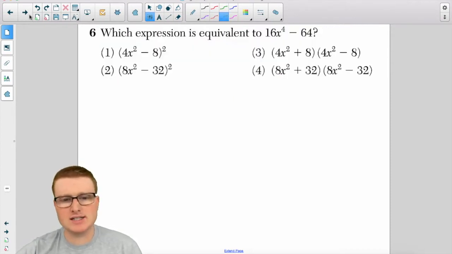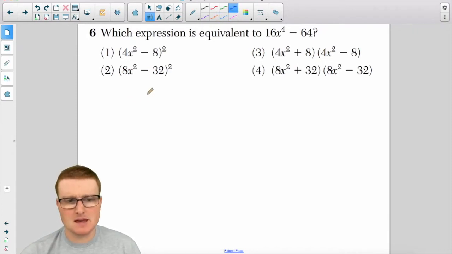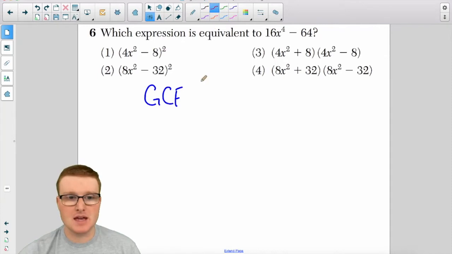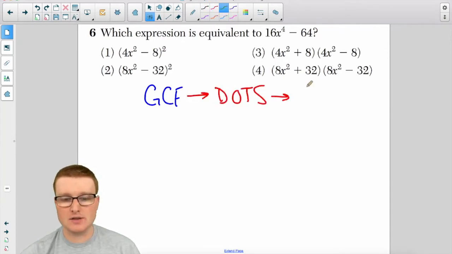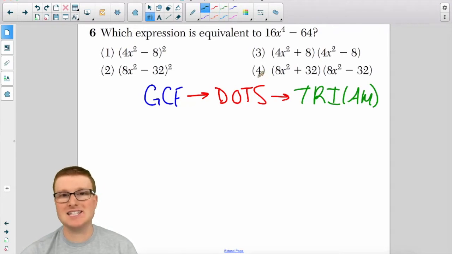Which expression is equivalent to 16x to the 4th minus 64? Okay. I personally did not like this question when it was given because this is clearly a factoring question. How most teachers teach it, or all math teachers I should say, is they tell you to look for the greatest common factor first. Then you move on to the difference of two perfect squares. Then you follow with the trinomial method or the AM method of factoring. Unfortunately, in all of these answer choices, they did not take out a GCF from this.